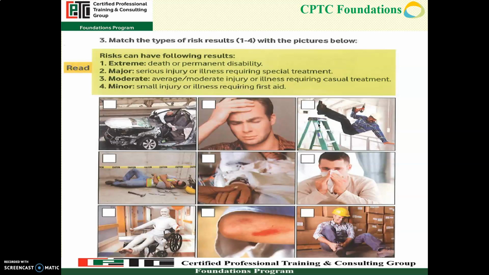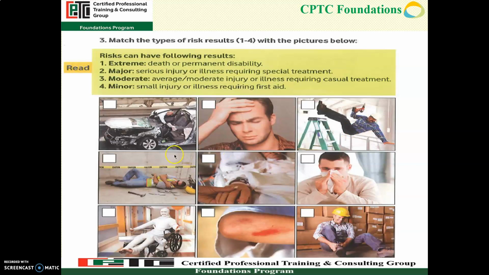Let's move to picture number 3. What do we have there? We have a man falling from a ladder, and the ladder is quite high. So it can lead to serious injury. But most likely it will not lead to death or permanent disability. So it's serious, but not death. It should be major here. So picture number 3 is number 2.